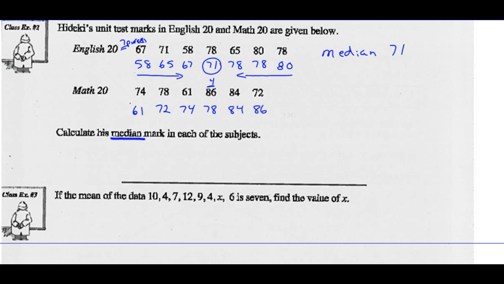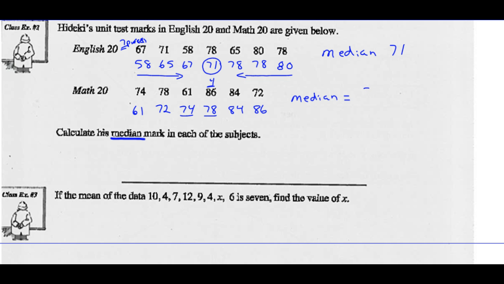But we've got 6 pieces of data. There is no exact middle. So you look at the 2 middle pieces of data. 74 and 78 are the 2 middle pieces. So if you want to find your median, we were told on the last page that we have to figure out the average of the 2 middle pieces of data.